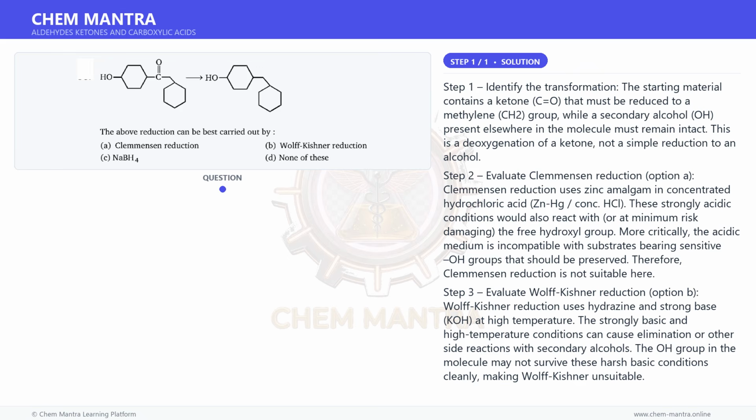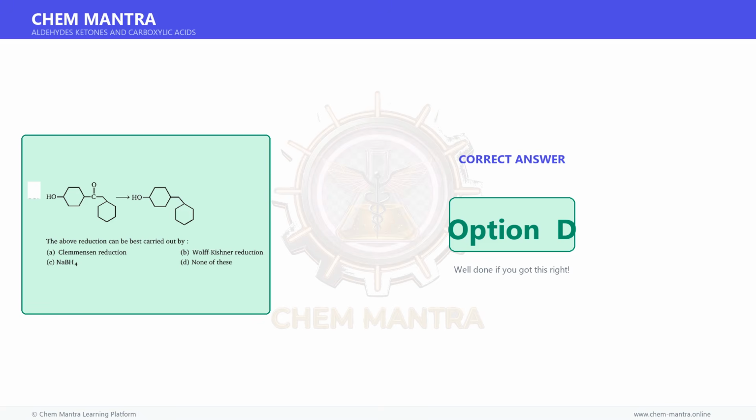Step 5. Conclusion. None of the three listed reagents can selectively reduce the ketone to CH2 while leaving the existing hydroxyl group untouched under mild enough conditions. The correct approach would require a method such as thioketal formation followed by Raney nickel desulfurization, or a similar two-step deoxygenation protocol that is compatible with a free alcohol, none of which are listed among options A, B, or C. Therefore, the correct answer is option D.